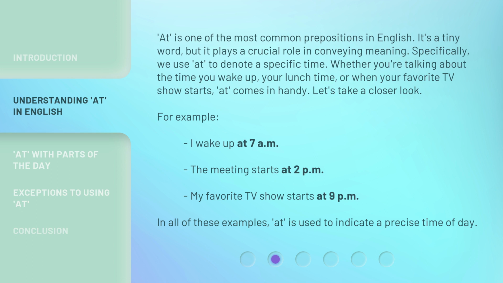For example, I wake up at 7 a.m. The meeting starts at 2 p.m. My favorite TV show starts at 9 p.m. In all of these examples, at is used to indicate a precise time of day.